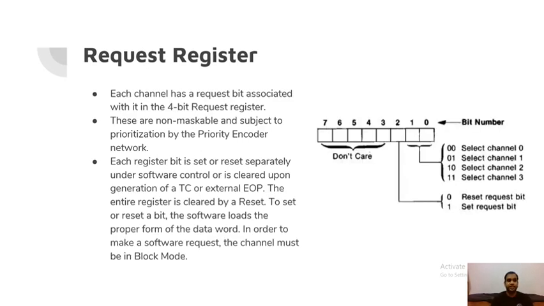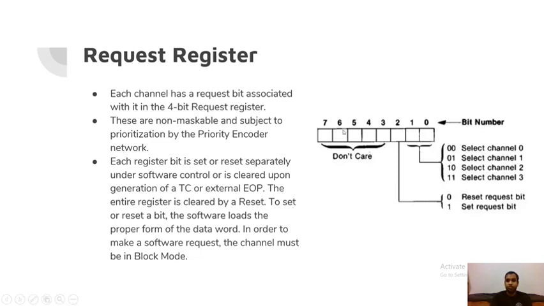The next register is the request register. Each channel has a request bit associated with it in the 4-bit request register. These are non-maskable and subject to prioritization by the priority encoder network. Each register bit is set or reset separately under software control, or is cleared upon generation of TC, that is terminal count, or external EOP, end of process signal. The entire register is cleared by a reset. To set or reset a bit, the software loads the proper form of the data word. In order to make a software request, the channel must be in block mode.